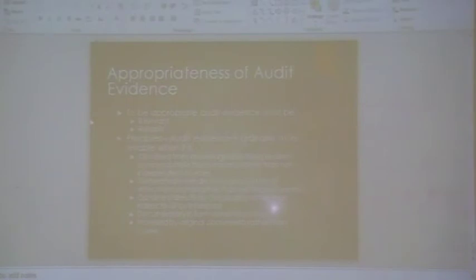So the appropriateness of audit evidence. To be appropriate, audit evidence must be relevant and reliable. Audit evidence is ordinarily more reliable when it is obtained from knowledgeable, independent sources outside the company rather than non-independent sources; generated internally through a system of effective controls rather than ineffective controls; obtained directly by the auditor rather than indirectly or by inference; documentary in form rather than oral; and provided by original documents rather than copies.